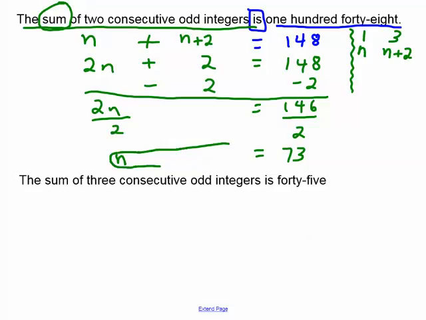If we're looking to find the integers, well, I've solved my equation, but I haven't found those two integers. I found that n equals 73, so n is 73. n plus 2 would be 75. And I'm done. I can double check. Sum of two consecutive odd integers is 148. Sum of these two would be 148. Yep, sure enough, and I'm done. Double checked.